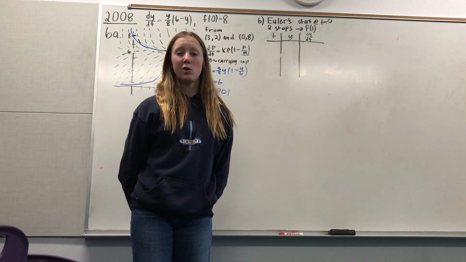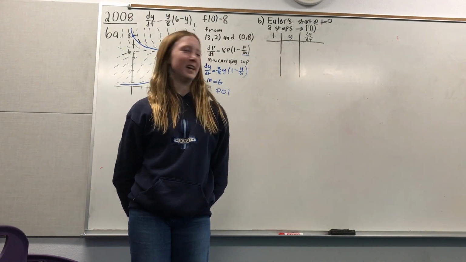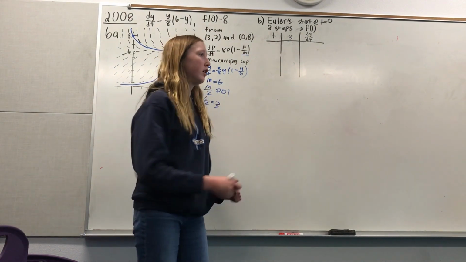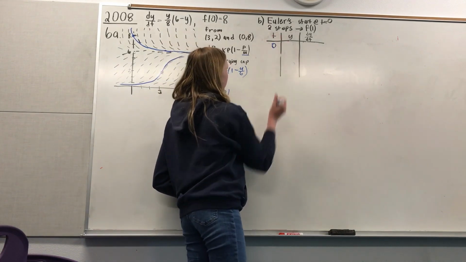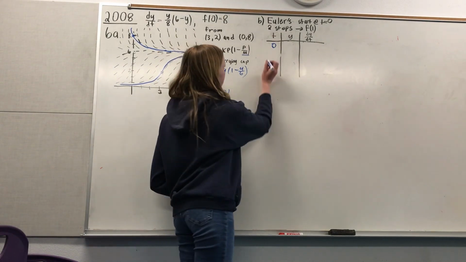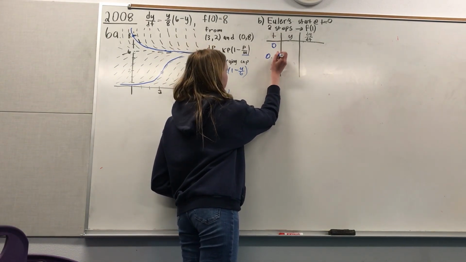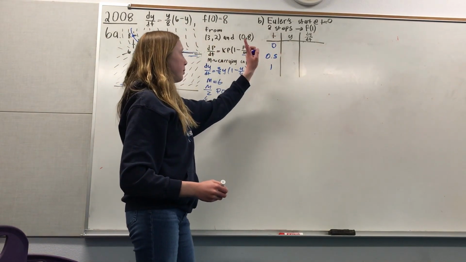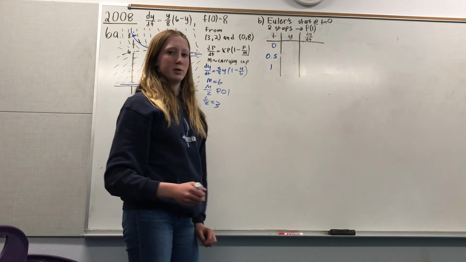Part B asks us to use Euler's, not Euler's method, to approximate f of 1. We're starting at t equals 0, and then we need 2 equal steps to get to 1. That means we'll use our intermediate step of 0.5 because 0 plus 0.5 plus 0.5 equals 1.